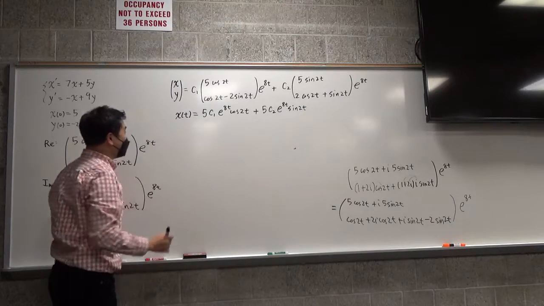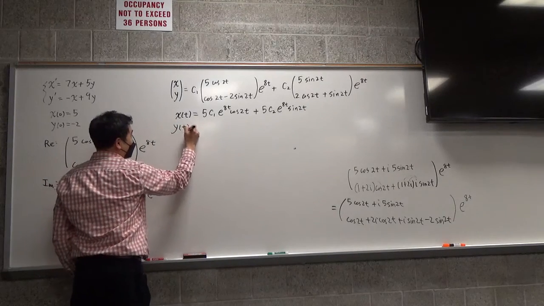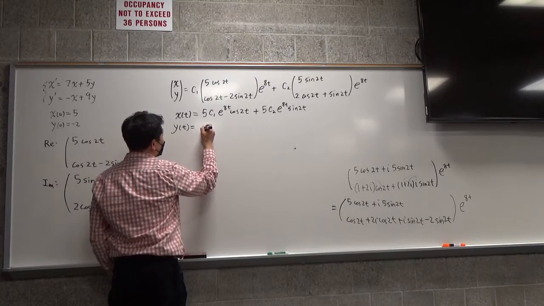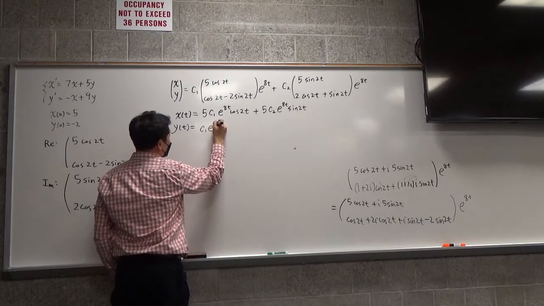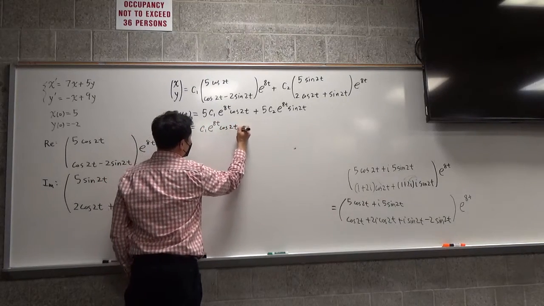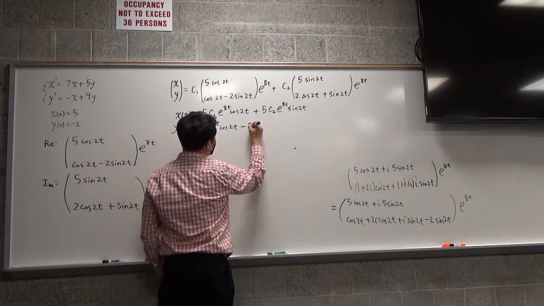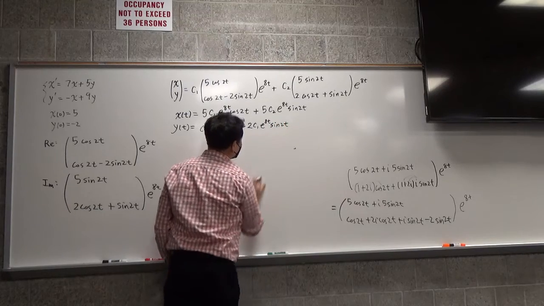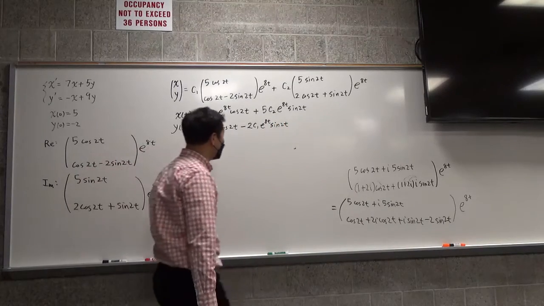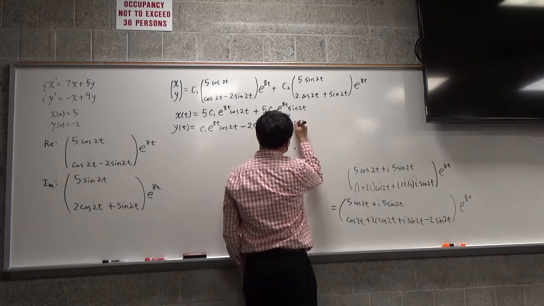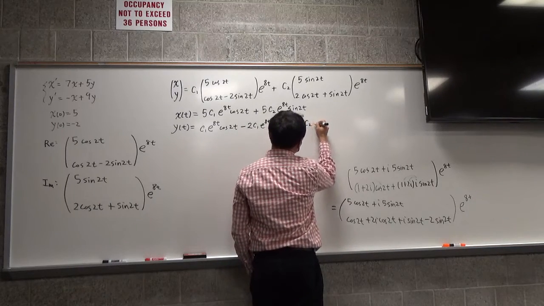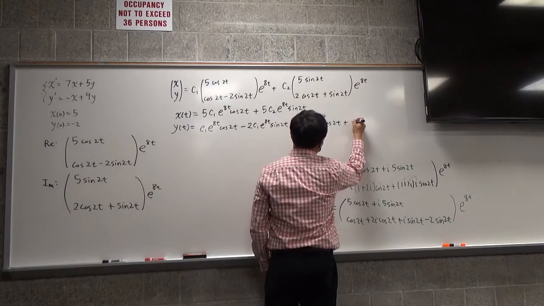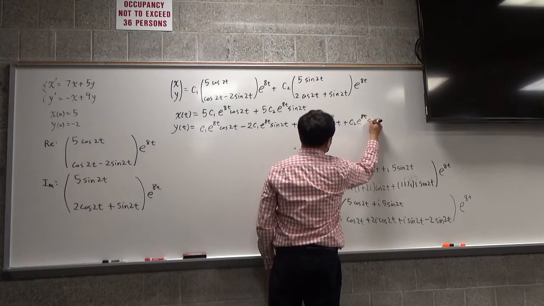Now y of t is much more complicated. This is c1 times e to the 8t cosine 2t minus 2c1 e to the 8t sine 2t. I should have factored the e to the 8t out because I don't want to write this all the time. But it's too late. I'll just write it. Plus 2c2 e to the 8t cosine 2t plus c2 e to the 8t sine 2t.